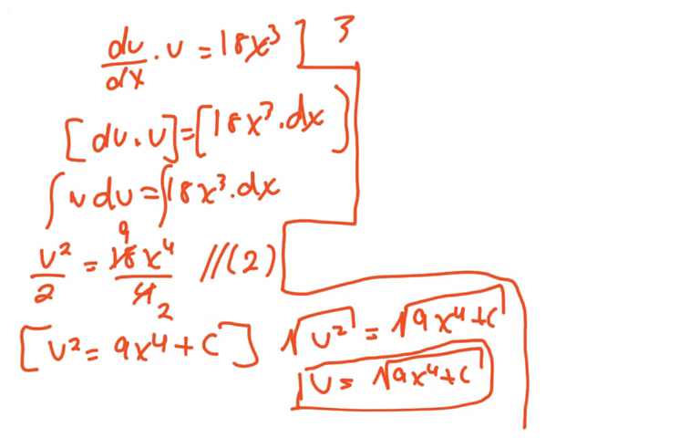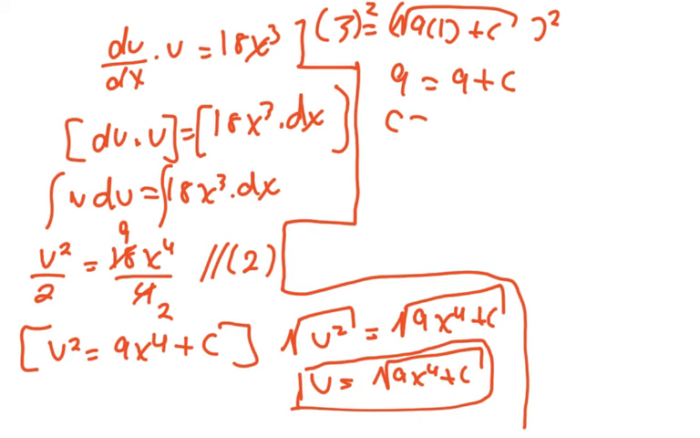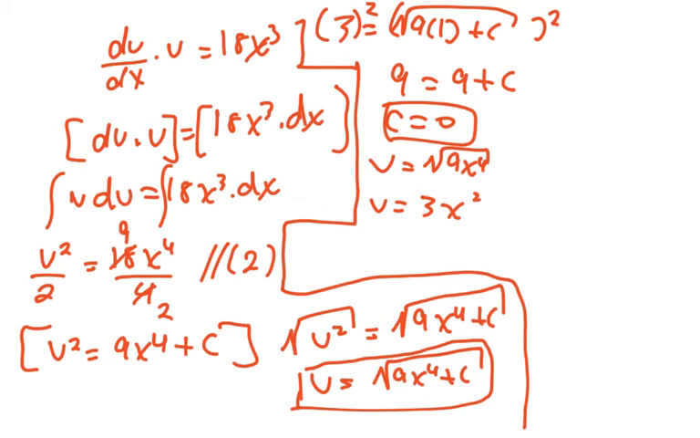So we can write that down. We have 3 is equal to the square root of 9 times 1 plus c. At this point we can raise everything to the second power, right, squared. So we have 9 is equal to 9 plus c. So c is going to be equal to 0. So we don't need to worry about the constant in this case, which means that we can simply write it like the square root of 9x to the 4th. So we can simplify this a little bit more. So we have velocity is going to be equal to 3x squared.